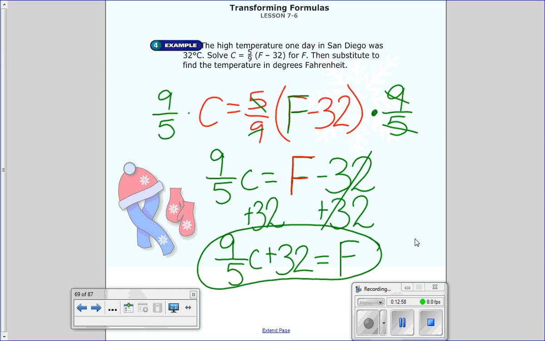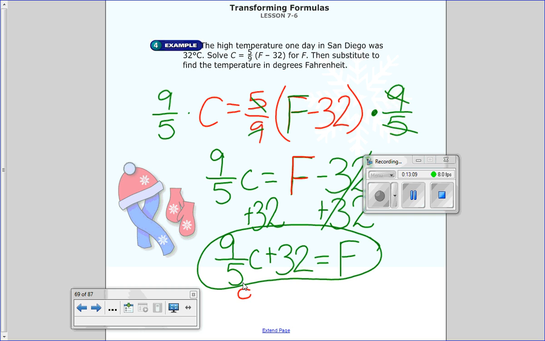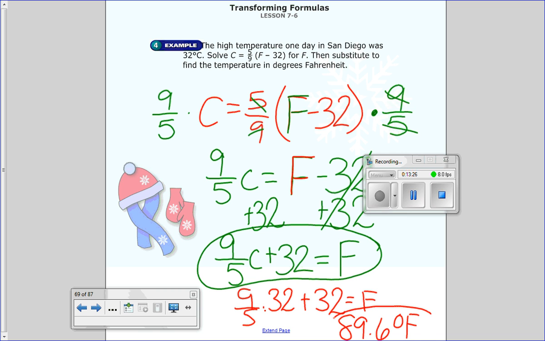All right, however, we aren't quite done yet because all I did was transform the formula. We still have to substitute in this 32 degrees in order to find the actual temperature. So I'm going to do that now. 9/5 times 32 plus 32, and that's going to equal F. Well, 9/5 times 32 plus 32 ends up being 89 and 6/10 degrees Fahrenheit. So that would be my answer.